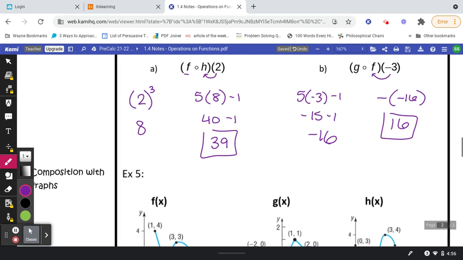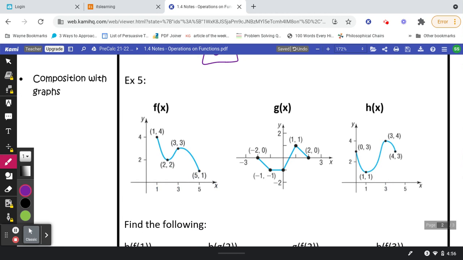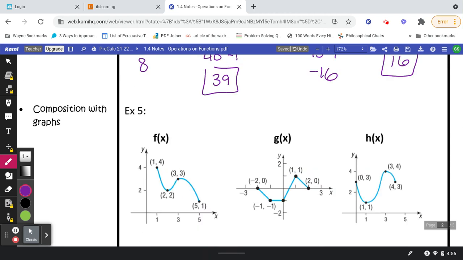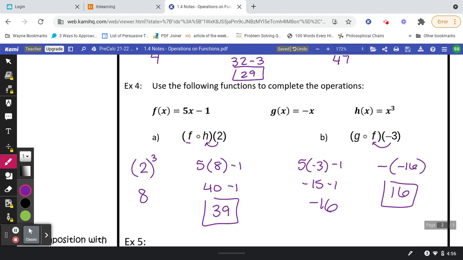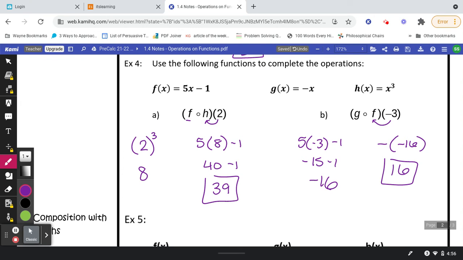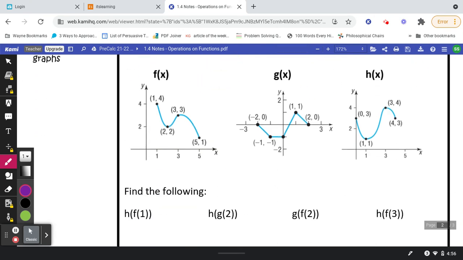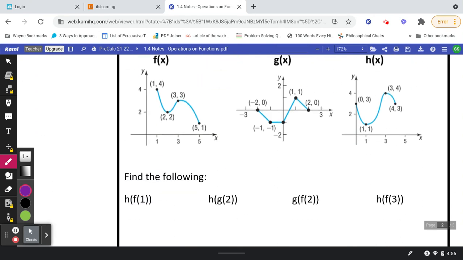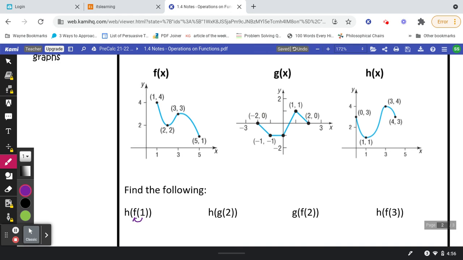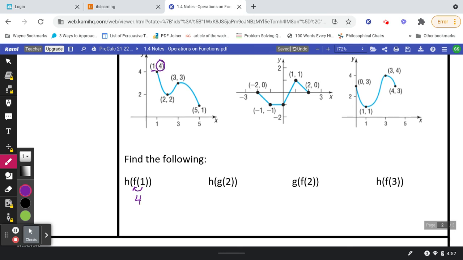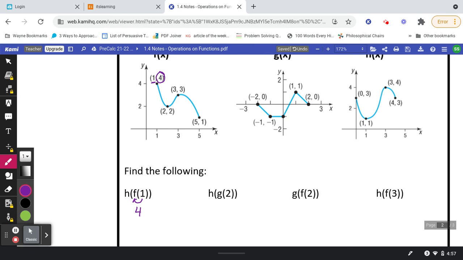All right. The last part we're going to talk about here is composition with graphs. So instead of having to plug in numbers to get it, we are simply going to look at our function, our graphs. So first problem, h of f of 1. So what we're going to do is look at 1 on the f function, on the f graph, and see what y value it links to. So on the f graph, I see here my x is 1. So I want to take the answer of 4. That's like getting the first part of the problems we were working on before.